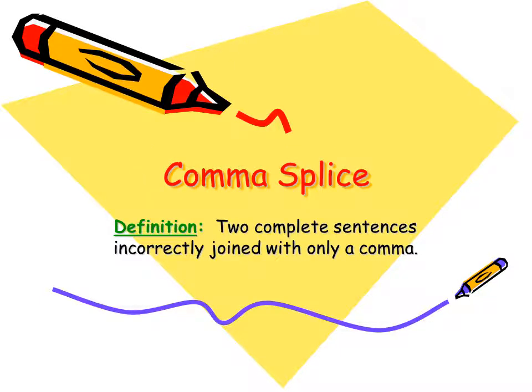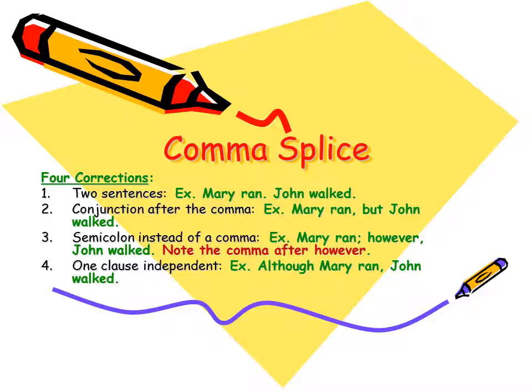This occurs when you take two complete sentences and you join them with only a comma. And you can see some examples here. Mary ran, John walked. That's two sentences, and if you put in a conjunction, you can make it one sentence. Mary ran, comma, but John walked. You could also use a semicolon, but this is a very formal way of writing.